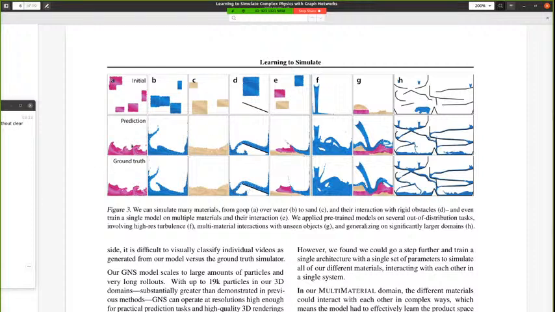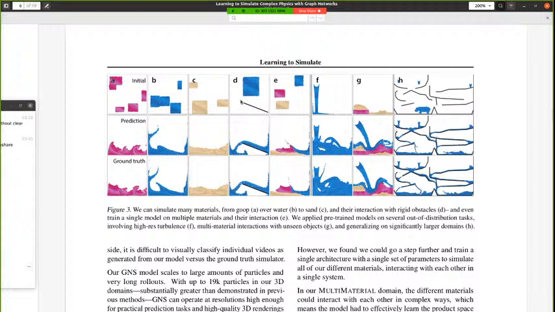So the first 3 are just different materials. Goop, my personal favorite, is a somewhat viscous material, and you have water, and then you have sand. The thing that makes these look different is, of course, the different properties of the materials, friction and viscosity.